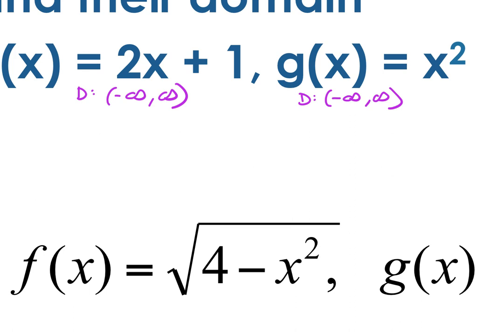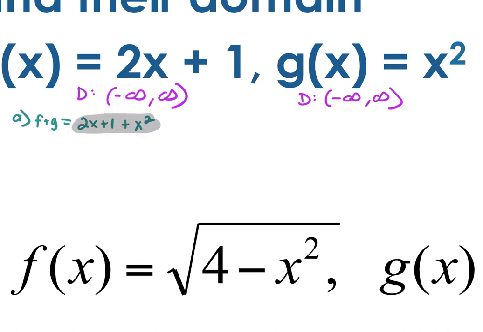Now we're going to do all the parts. A says add these: 2x plus 1 plus x squared. You literally could leave it like that. You can arrange it if you want, but you could also leave it like that.